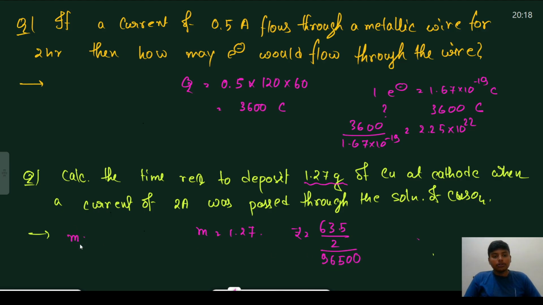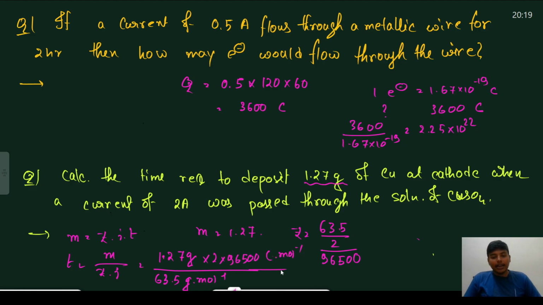So we know M is equal to Z into I into T. So T is equal to M by Z into I. M value given is 1.27 gram, divided by the Z value, 63.5 gram per mole divided by 2 into 96500 coulomb per mole, into the current 2 ampere.